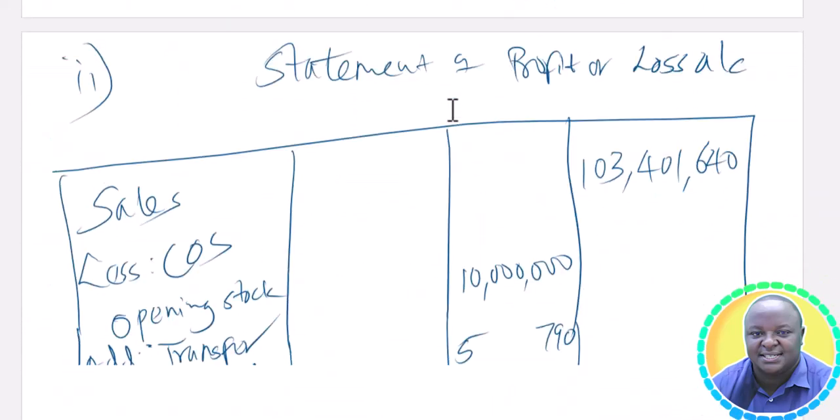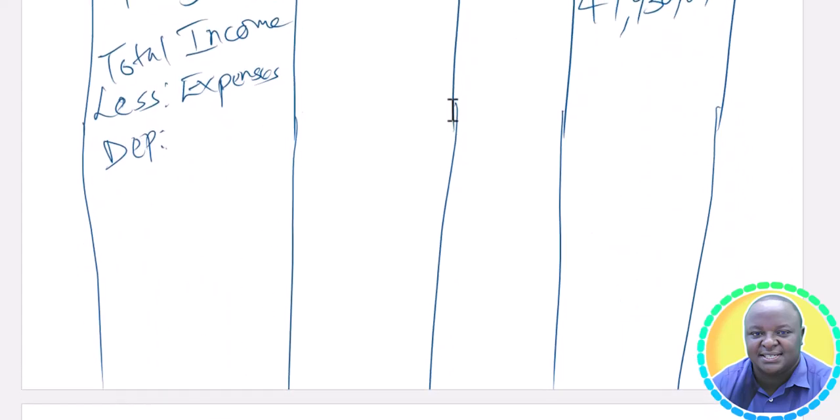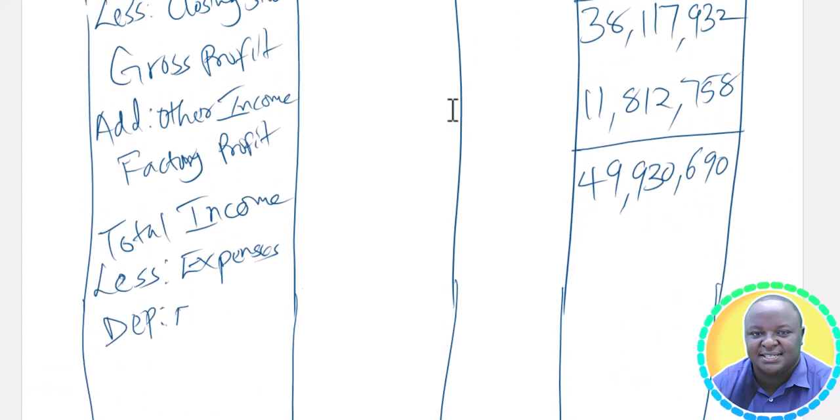So here, building will be 2.5 over 100 times 6,800,000. 2.5 divided by 100 times 6,800,000, we are going to get 170,000.